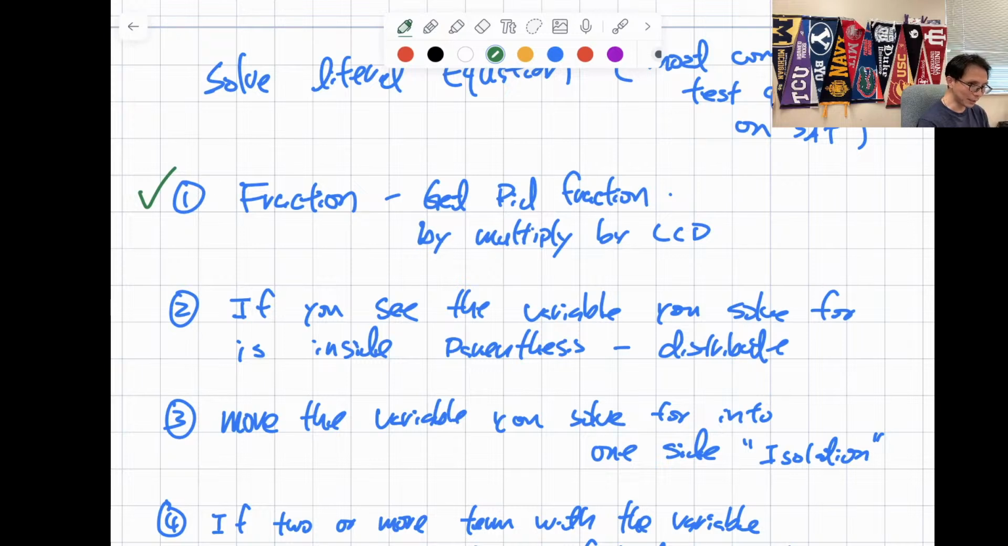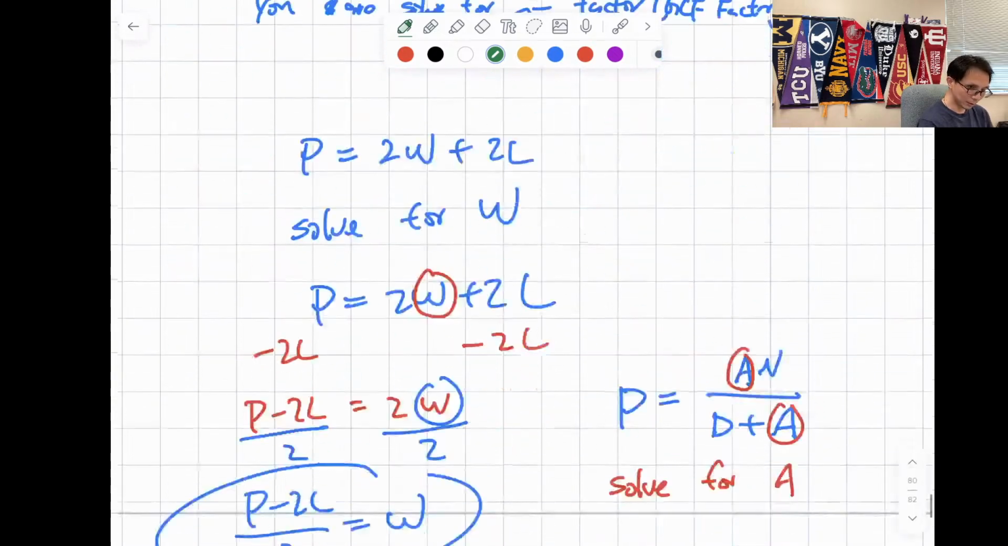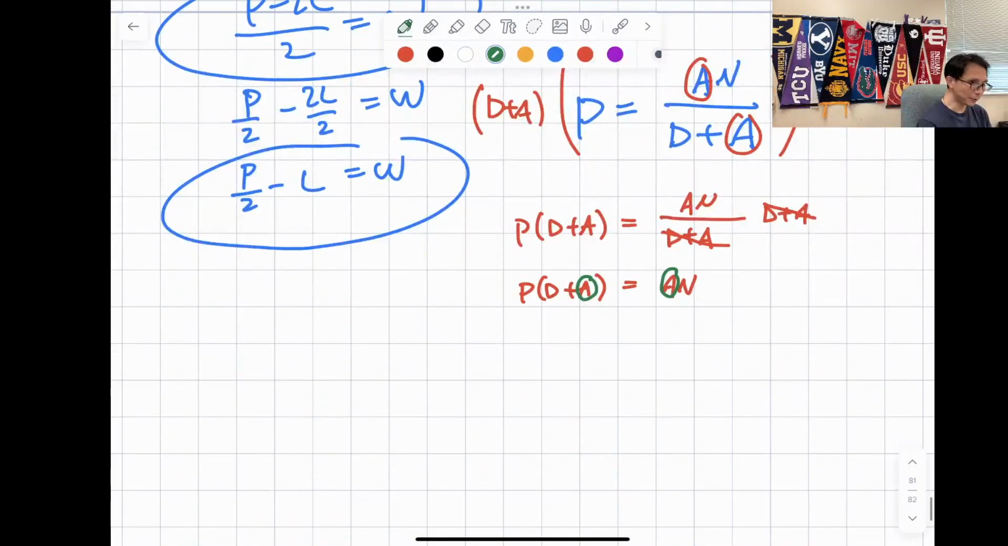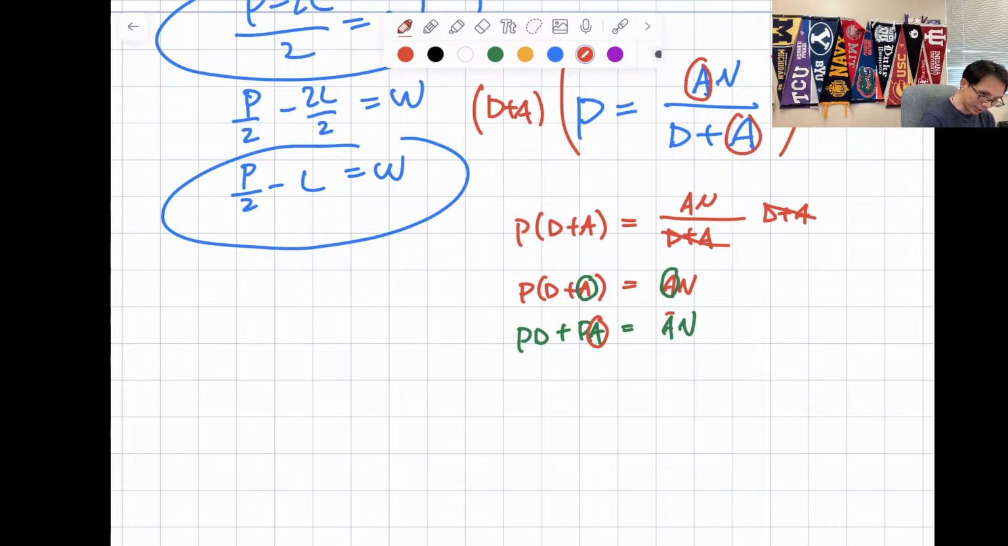If you see the variable you're solving for is inside the parenthesis, distribute. Do you see the variable you're solving for is inside the parenthesis? Okay, distribute. So PD plus PA equal to AN. Again, circle this and circle this. What's the third step?